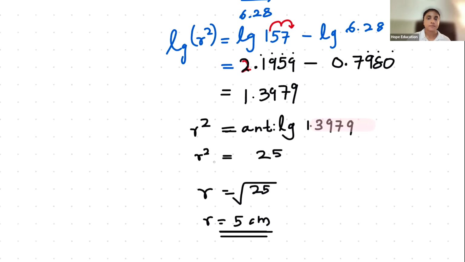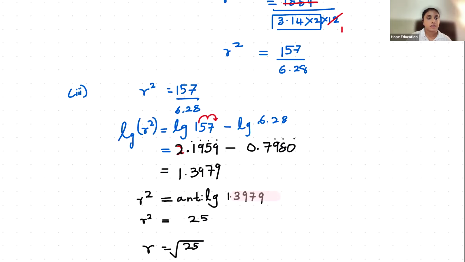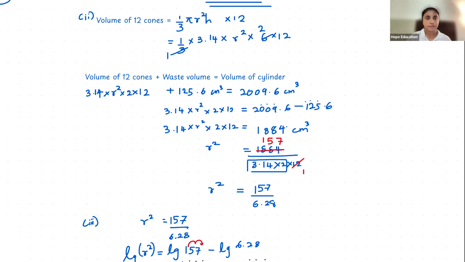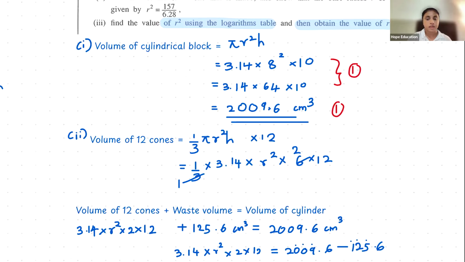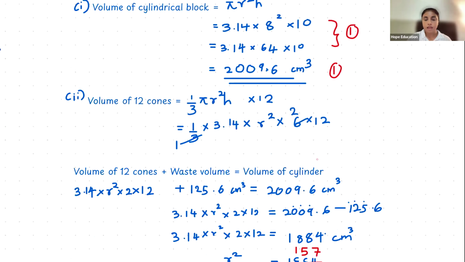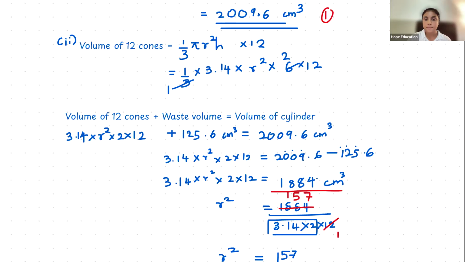Okay, I will tell you how marks are given. Fourth question. Roman number 1, for the working, for the calculation, 1 mark, for getting the answer, 1 mark. Roman number 2, if the number 1884 is taken somewhere, separately or here, it gets 1 mark.